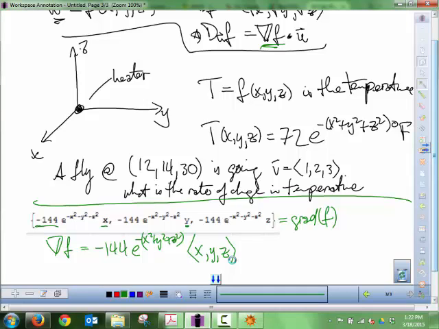So the partial derivative of this thing with respect to x is 72, a constant, e to the same power, times the derivative of this with respect to x, which is negative 2x. And so the 2 times 72 is 144. All right, we want to evaluate this at the point where x is equal to 12, y is equal to 14, and z is equal to 30.